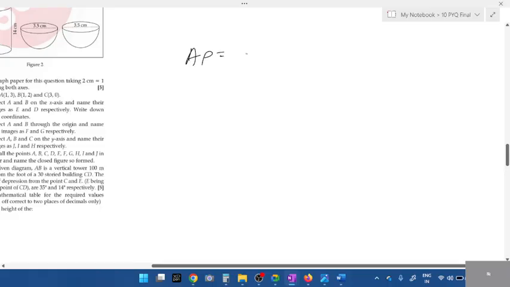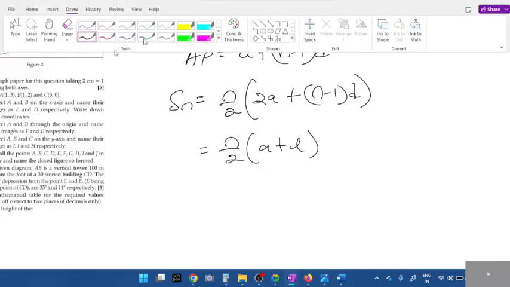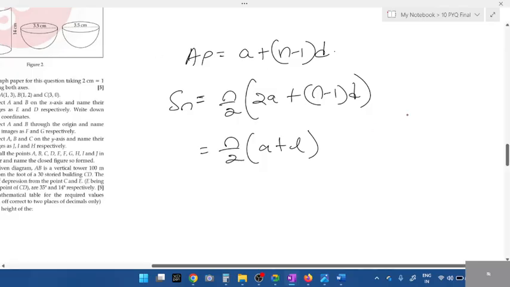T of n is equals to a plus n minus 1 into d. Next, if you want to find the sum, S of n is n by 2 into 2a plus n minus 1 into d. Along with that, you even have n by 2 into a plus l, right? In this, what does a stand for? A is the first term, d is the difference, and for AP it is subtraction, students. If you want to find the difference, you have to subtract. For GP, it is division.